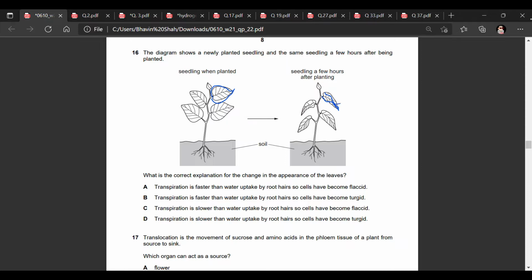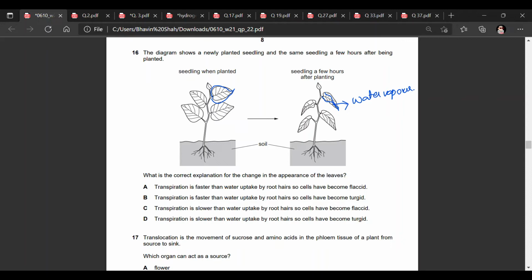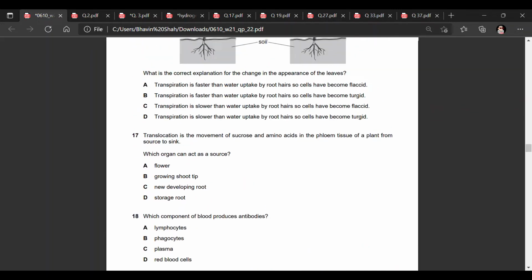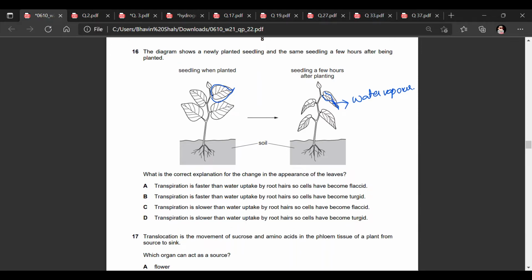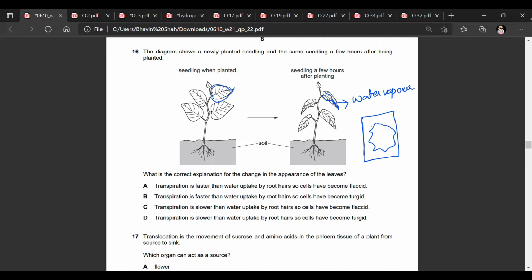So what is transpiration? Transpiration is the movement of water vapor from the cells of the leaf through the stomata. When the water vapor is leaving the plant, it is going to become flaccid. If you look at a plant cell, this is the cell wall. The cell membrane will be pulled inside, and the vacuole also becomes smaller in size. This is where the plant has become flaccid. So transpiration is faster than water uptake by the root hair, so the cells have become flaccid. The first option itself is correct.